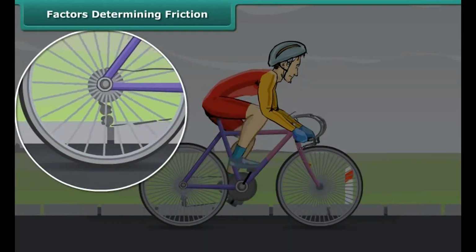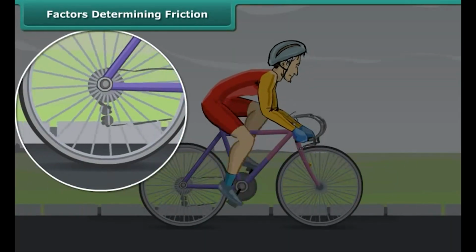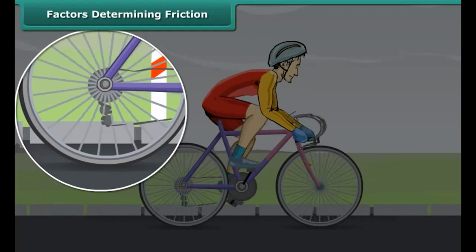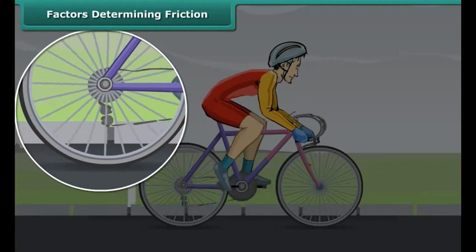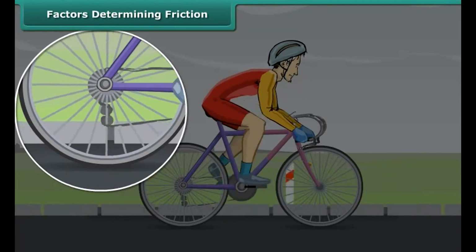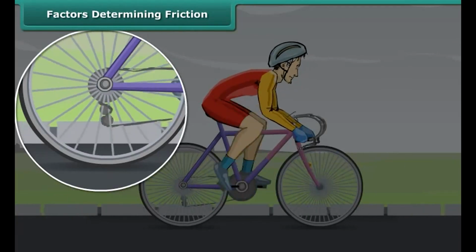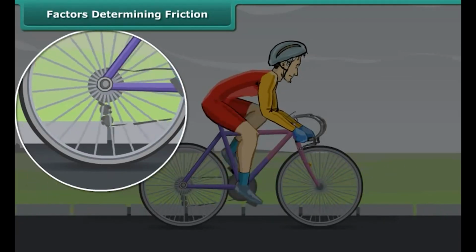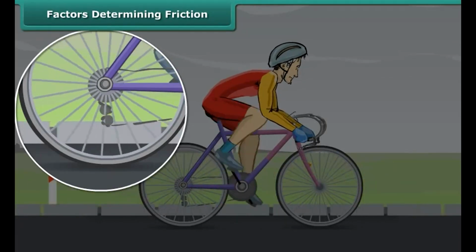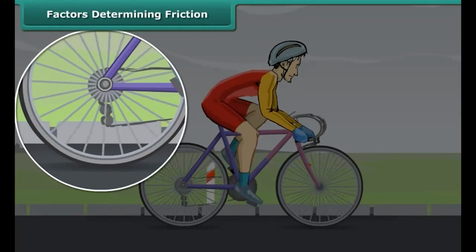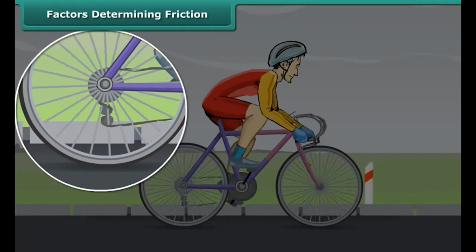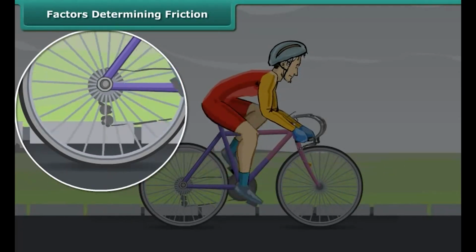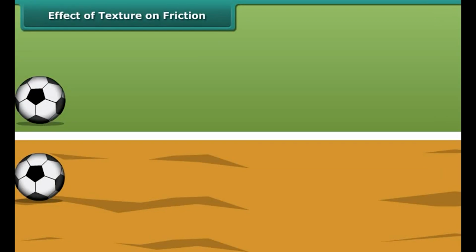A simple answer to this is that, while in motion, the tires of the bicycle are rubbing against the surface of the road. When two surfaces rub on one another, the force comes into play. This force acts in the direction opposite to the direction of motion. Thus, it slows down the motion and finally brings the moving object to a stop.